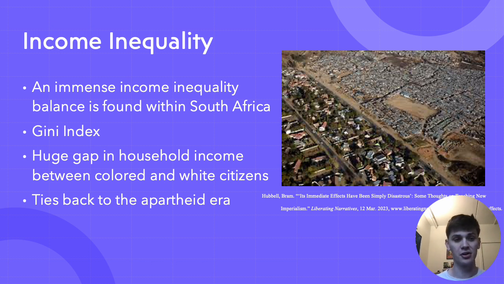Also, as I mentioned earlier, there is a huge gap in household income between colored and white citizens. It's around $900 a month for colored citizens, and then $20,000 for white citizens. And this ties back to the apartheid era, where the white citizens had more power than the African American citizens.